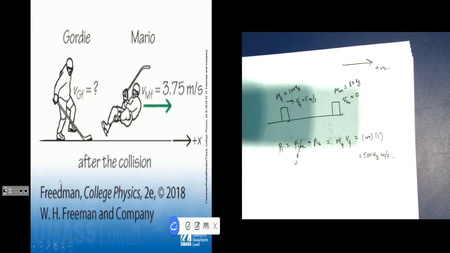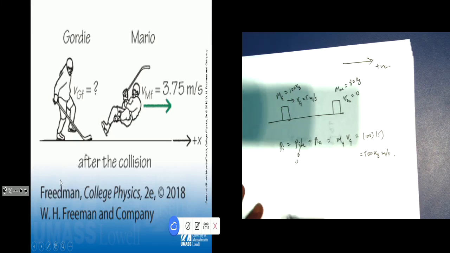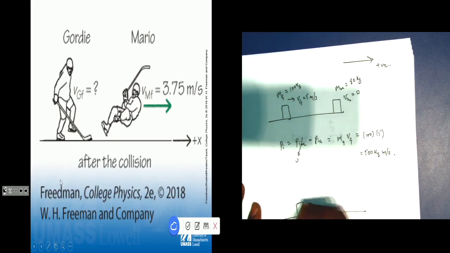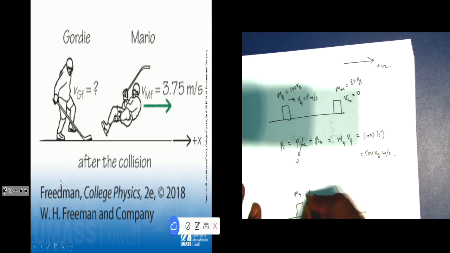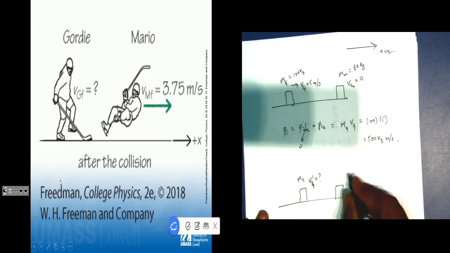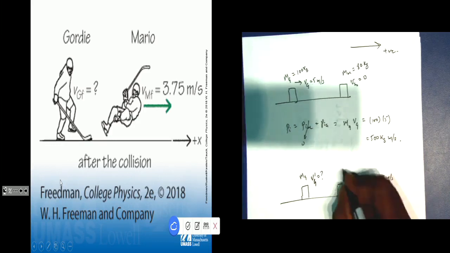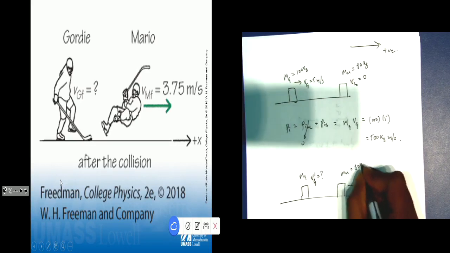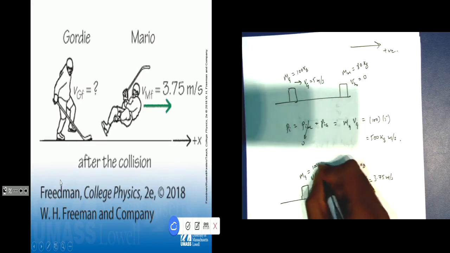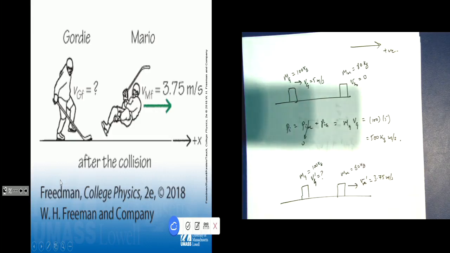So let's find the final momentum of this system. So my final system looks something like this, this is Gordy. I do not know Vg prime, which is Gordy's final velocity. I do know Mario is moving in the direction I've called positive with a speed of 3.75 meters per second. Right? And mass of Mario is still the same. Everyone with me so far?